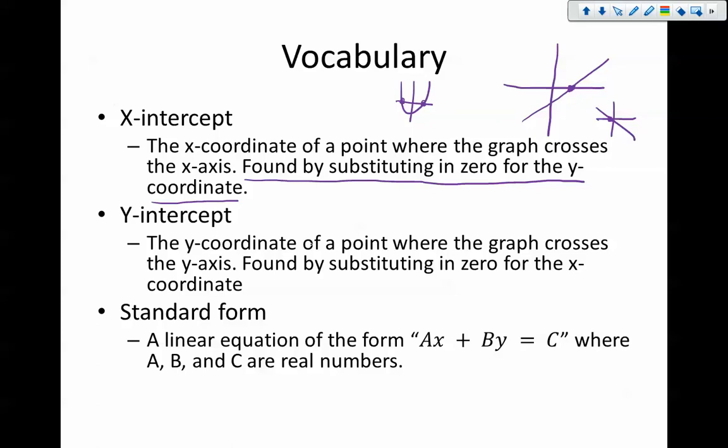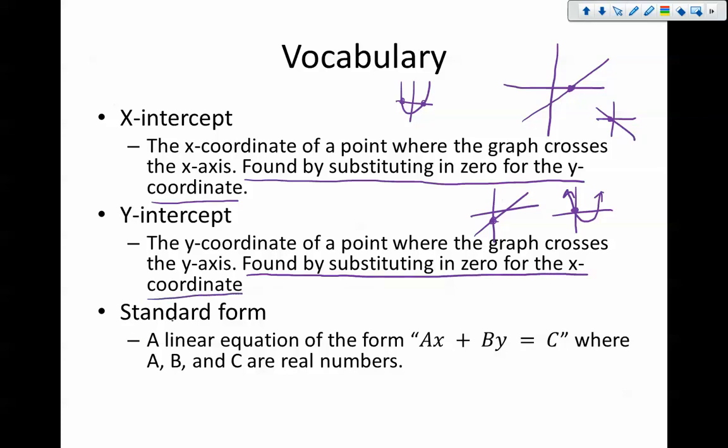The y-intercept is the y-coordinate of a point where the graph crosses the y-axis. So again, if I have a line, it's this one right there. Or if I have the curve like I had on that other one, it's right here, right? It is the point where the graph crosses the y-axis. And again, this is found by substituting in 0 for the x-coordinate, okay?